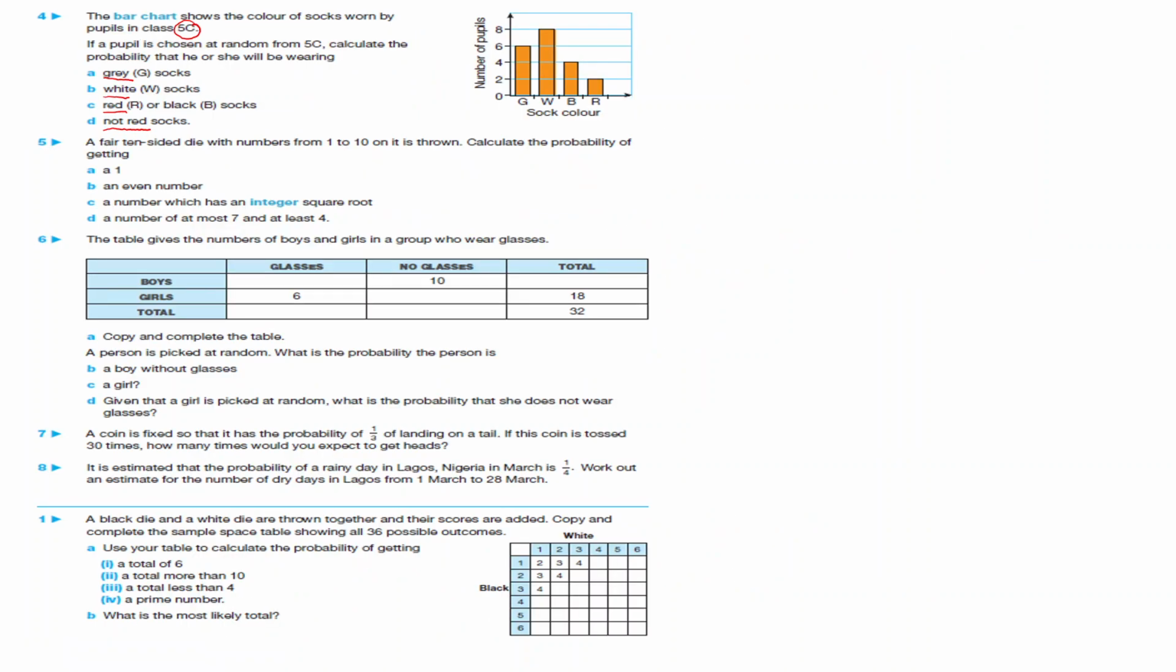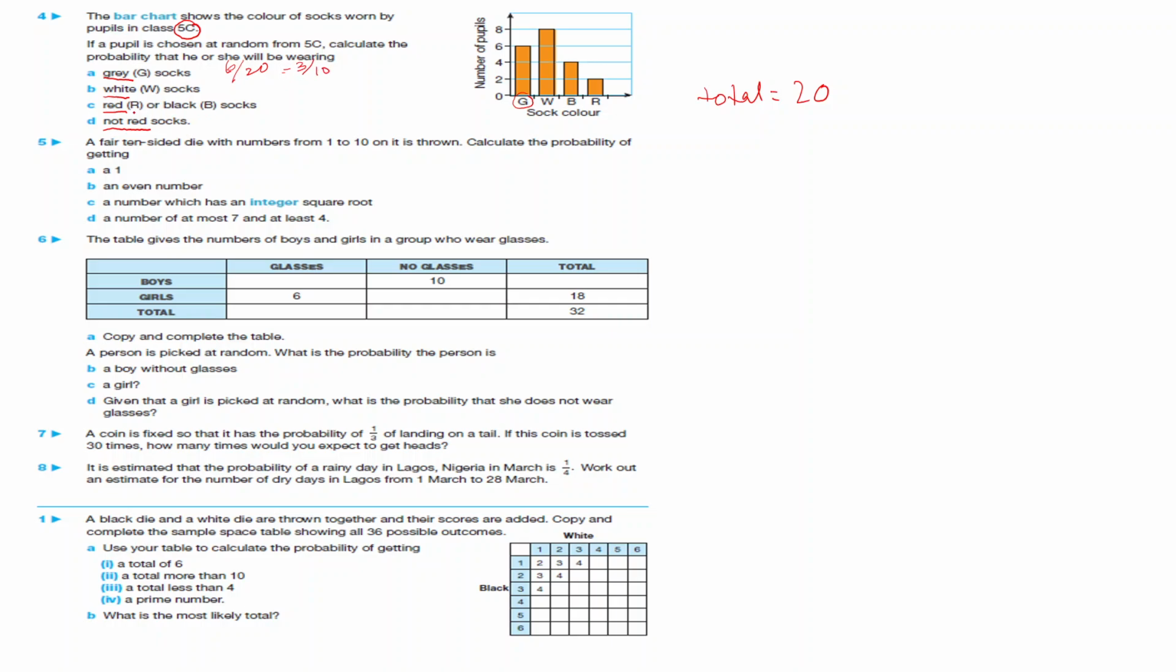For gray socks, it is here, and the frequency is 6. So you have to first find the total number of socks, right? So 6 plus 8 is 14, and 14 plus 4 is 18, and 18 plus 2 is 20. So the total is 20, and the gray socks are 6.